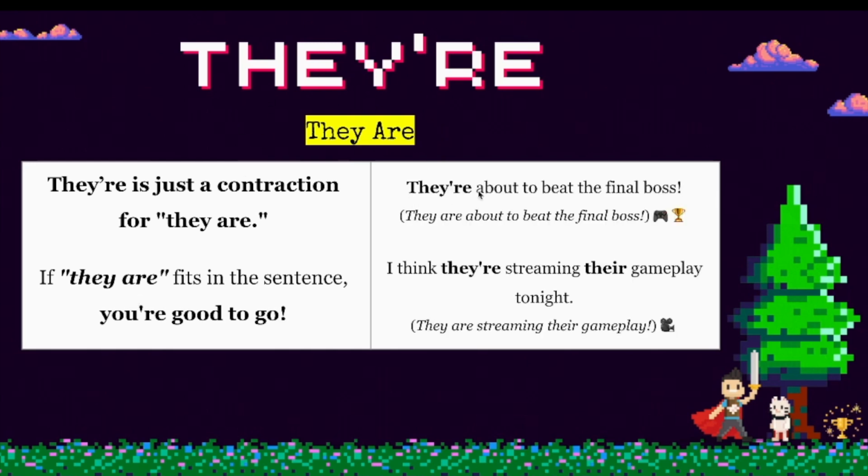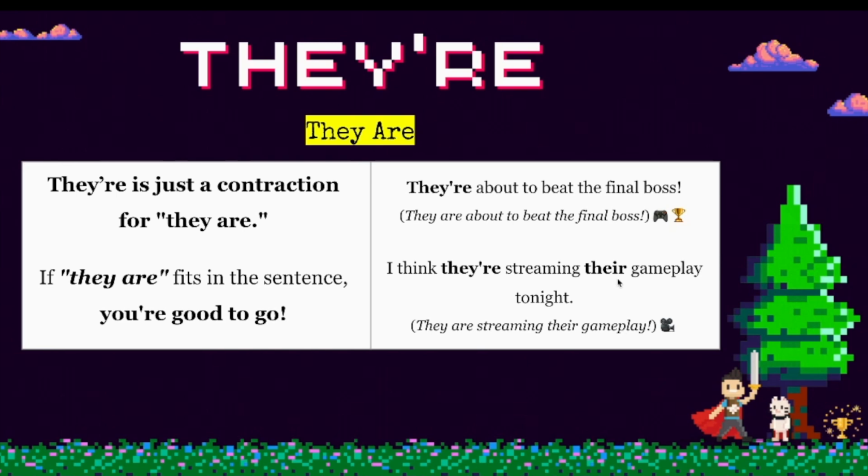For example, they're about to beat the final boss. So they are about to beat the final boss. It fits as they are. So you know you need this spelling right here, the one with the apostrophe. I think they're streaming their gameplay tonight. First there, we can replace it with they are, and it makes sense. I think they are streaming their gameplay tonight. So they're owning the gameplay. It's their game. So that's how we know we use this THEIR. Woo! Lots of theirs, but I think we can manage.